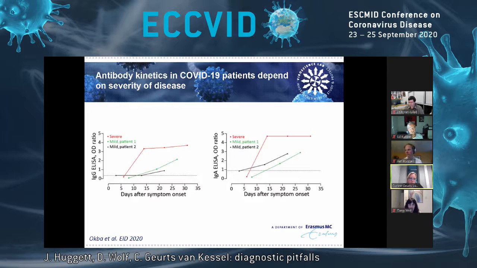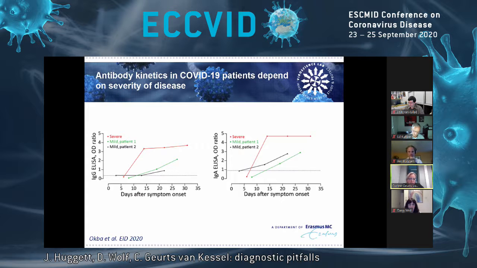What is quite interesting in COVID-19 patients is that there's quite a big difference in the robustness of the antibodies depending on the severity of the patient. What I show here are the first two graphs which we obtained from COVID-19 patients in the beginning of the pandemic. In red, we see the severe patients, and in green and black, the mild patients.